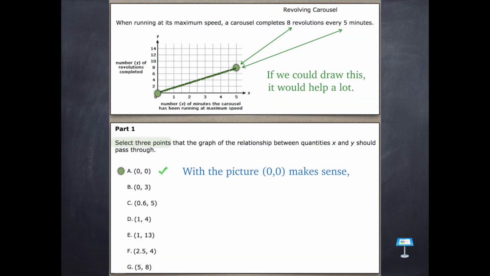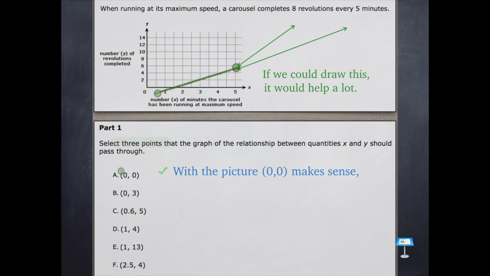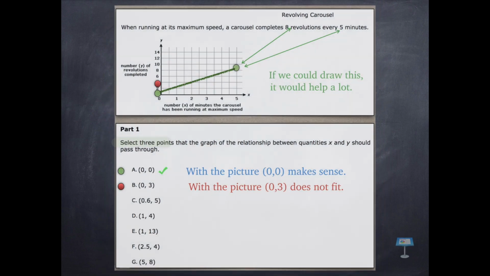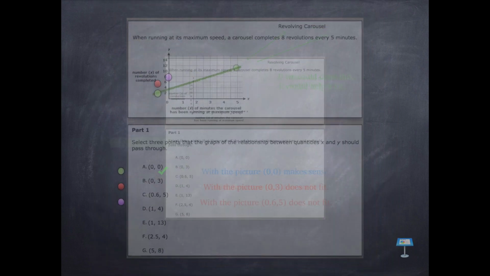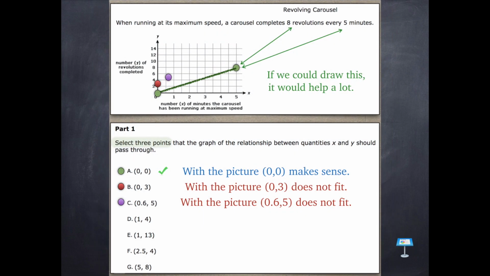The origin is very logical. With the picture, it makes sense, but if no time has passed, of course, no revolutions have begun. So then we plot the next point that's given, (0, 3), and that misses the line by quite a bit. Pretty obvious that it's not part of it. So with the graph again, that would be easy to determine it doesn't work.